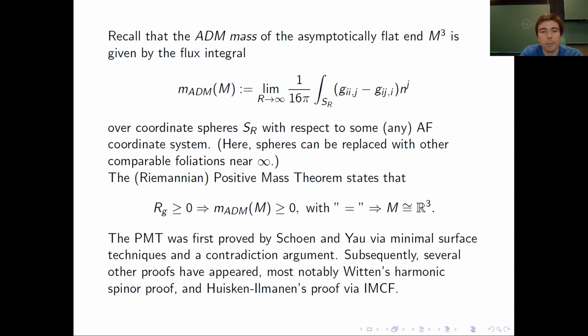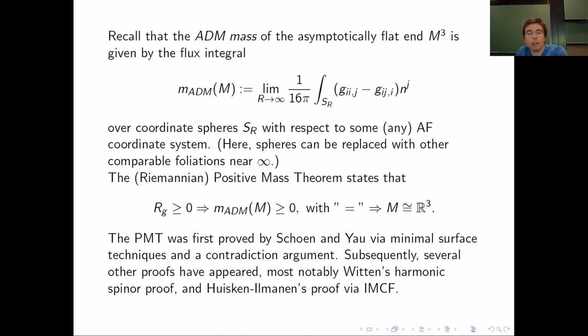Okay. And of course, this is first proved by Schoen and Yau using their minimal surface methods and the contradiction argument. And then there have been various other proofs since then. So probably the most famous of which are Witten's harmonic spinor proof and Huisken and Ilmanen's proof via inverse mean curvature flow, which of course also gives us the Riemannian Penrose inequality.